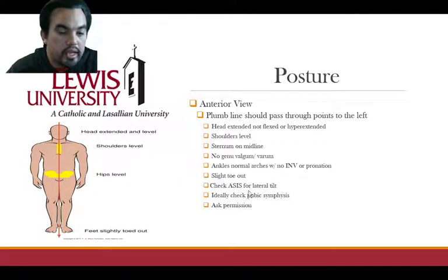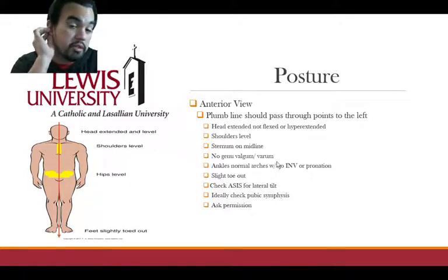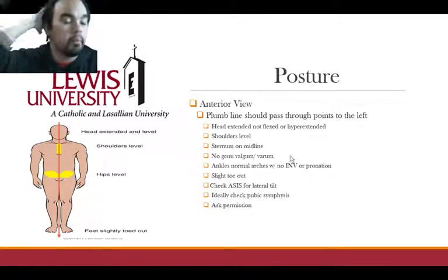And you want to check the ASIS for lateral tilt, right? We've done that in class already. Ideally, we want to check the pubic symphysis to make sure that's even. And then you always want to ask for permission when we're going to evaluate these, because it is sometimes a sensitive or ticklish area for people.